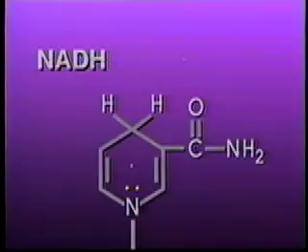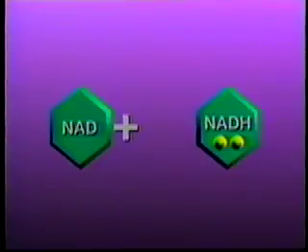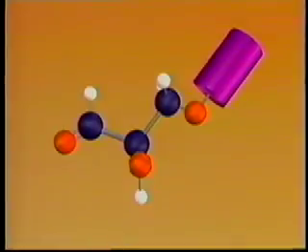In this form, the energized NAD molecule is called NADH. For simplicity, we'll represent the electron-deficient NAD as NAD+, and the electron-rich NAD as NADH. Now let's return to glycolysis.